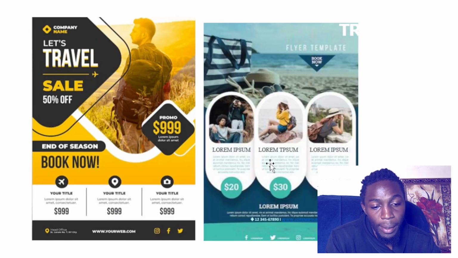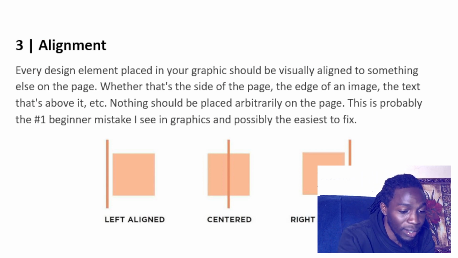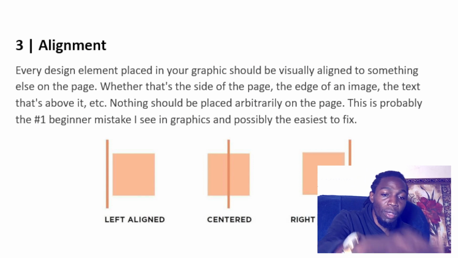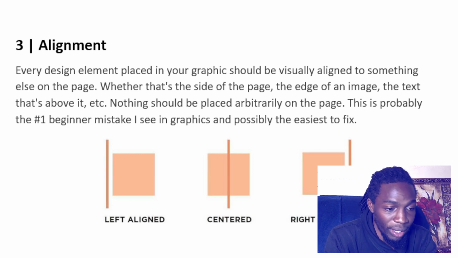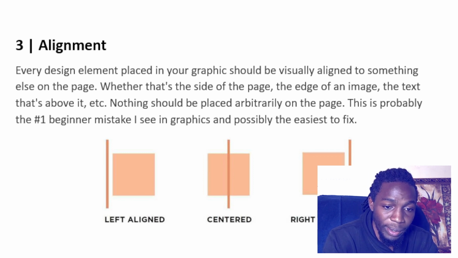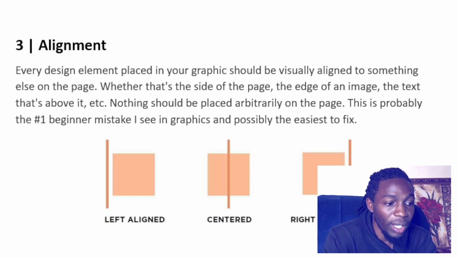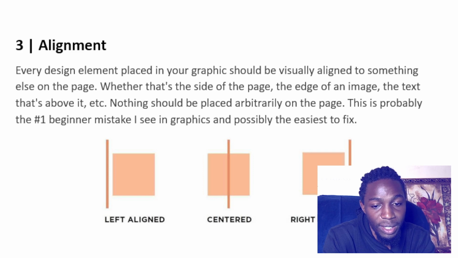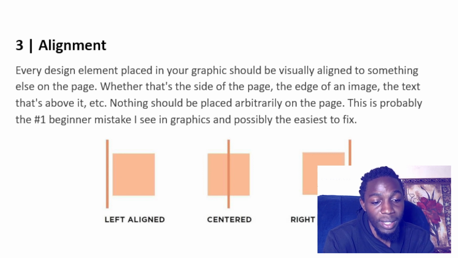Now, the next fundamental is alignment. All these fundamentals are related. Every design element placed in your graphic should be visually aligned to something else on the page, whether that's the side of the page, the edge of an image, or the text that's above it. Nothing should be placed arbitrarily on the page. This should be the number one beginner mistake I see in graphics, and possibly the easiest to fix.